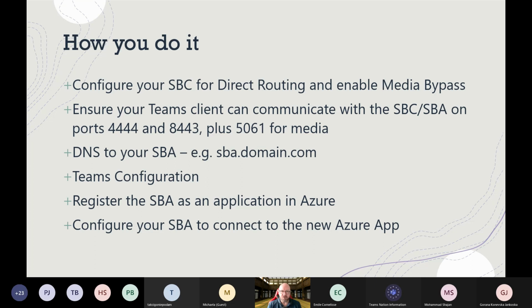You need some DNS records to point to your SBA, so that's sba.domain.com. You'll need some Teams configuration, and I'll show you what that is in a minute. And you need to register an SBA as an application in Azure. It uses an app registration to facilitate those sync and Graph connections and all that sort of thing. And then you need to configure your SBA, which is on your SBC, to effectively connect and use that Azure app to sync down all that information from the Graph.